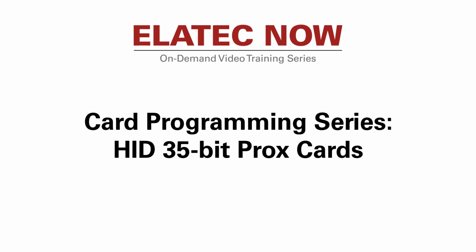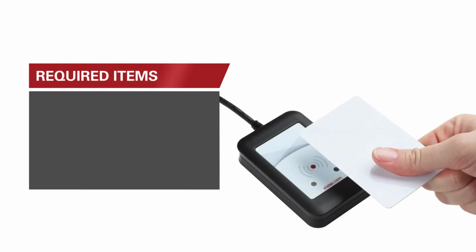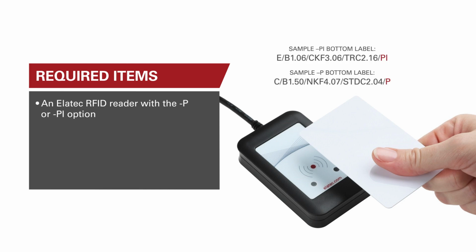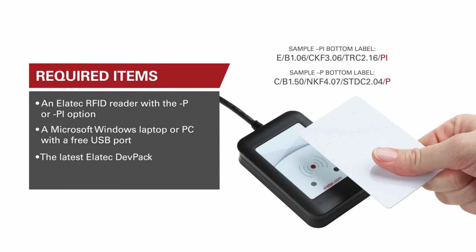In this video, we will demonstrate how to use the App Blaster utility to program an Elatec TWN4 card reader. The required items to follow this training will be an Elatec RFID reader with the -P or -PI option, a Microsoft Windows laptop or PC with a free USB port, the latest Elatec dev pack which can be downloaded at the Elatec website. Please see the link below in the video description. A 35-bit HID RFID card.